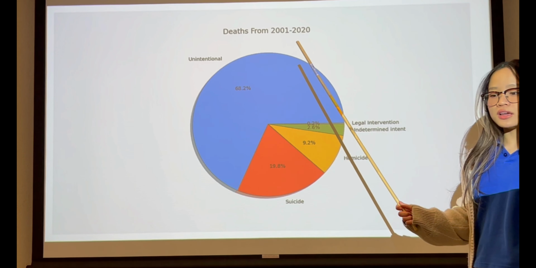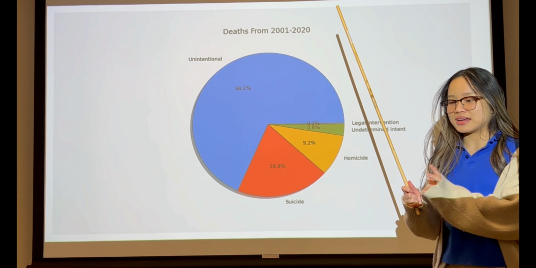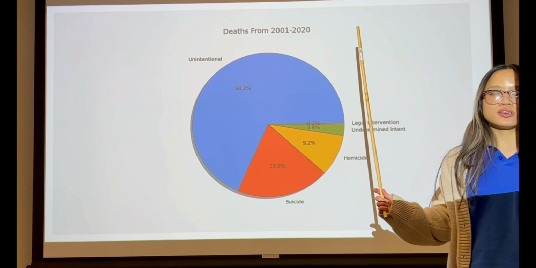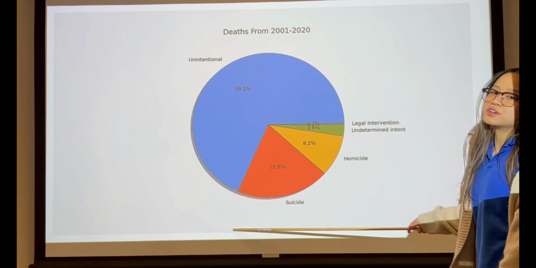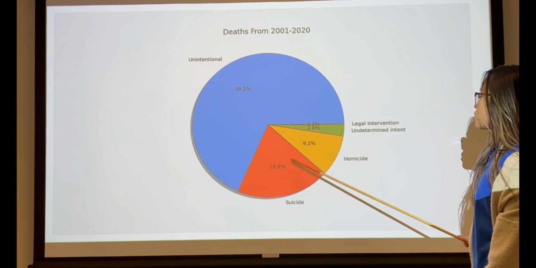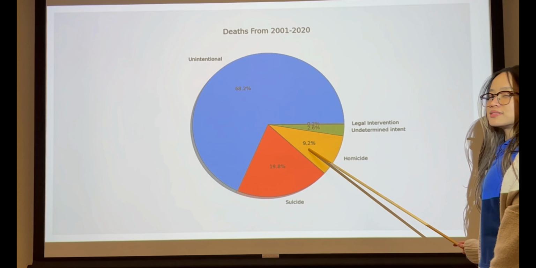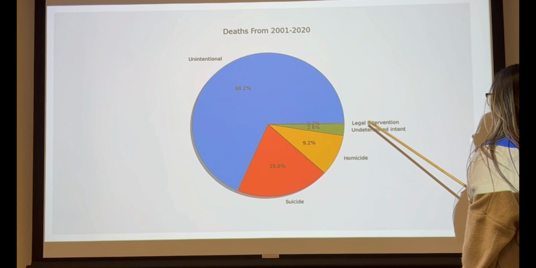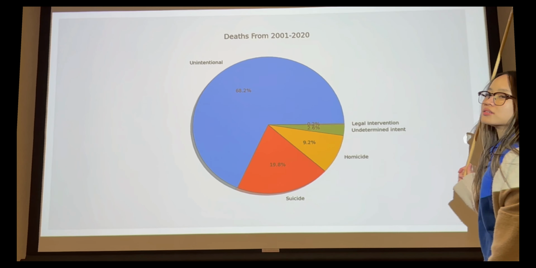Using matplotlib and data sets provided by the CDC, we broke down the data on U.S. deaths to accurately depict and explain changes the U.S. underwent. As you can see on this graph over here, 68.2% are unintentional, 19.8% are suicide, 9.2% are homicide, 2.6% are undetermined intent, 0.2% are legal intervention.